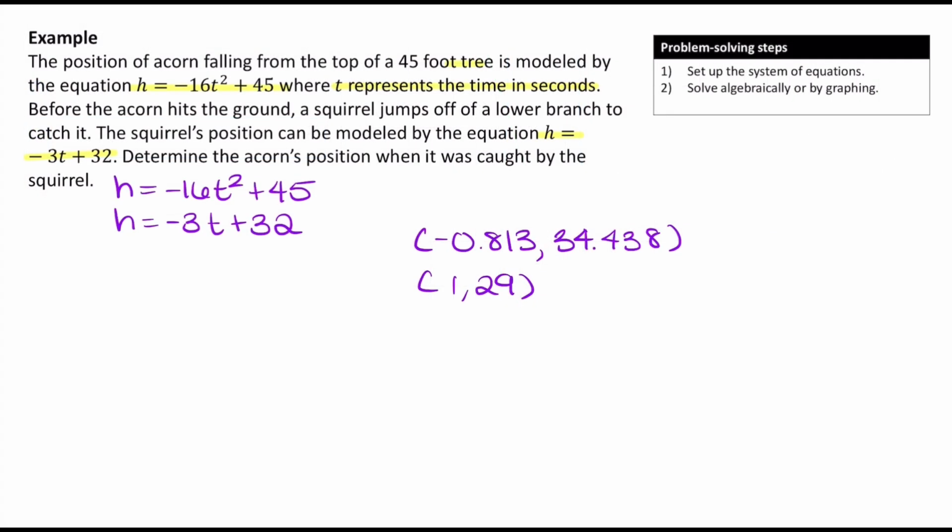So let's think about these two solutions. We know that our x-coordinate represents t, and in this case, t represents time. Here you can see we have a negative value for t, so this solution is not going to make sense in the context of our problem, because we cannot have negative values for time. The second solution is telling us that time equals 1 second, and the height is going to equal 29. Those are both reasonable values, so we can use that solution. So we'll say that the acorn's position will be 29 feet above ground, and that's going to happen 1 second after it begins to fall.